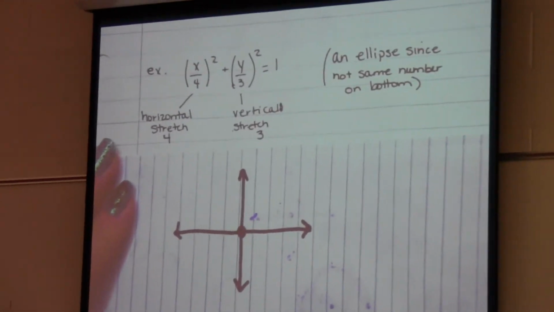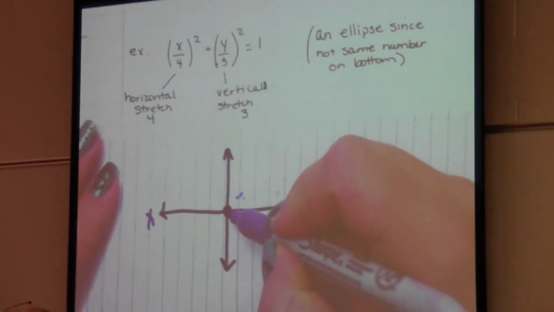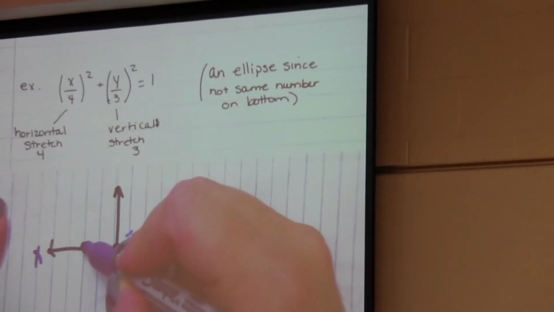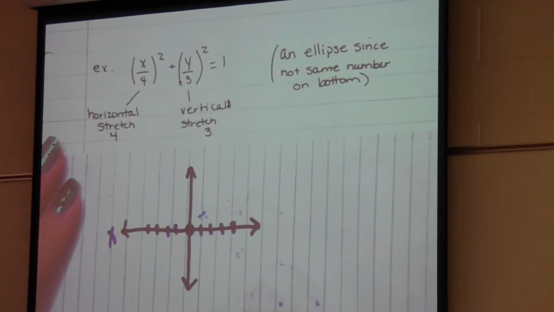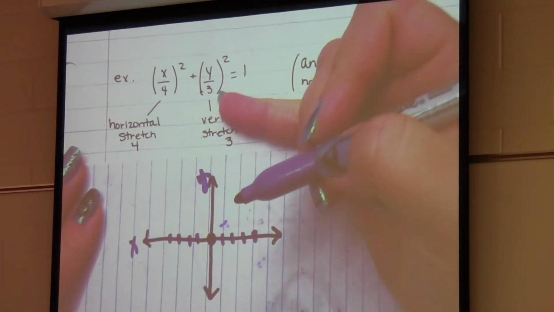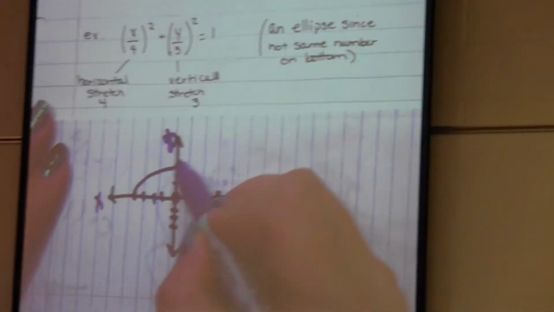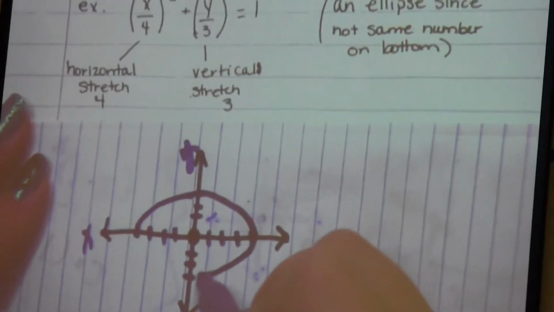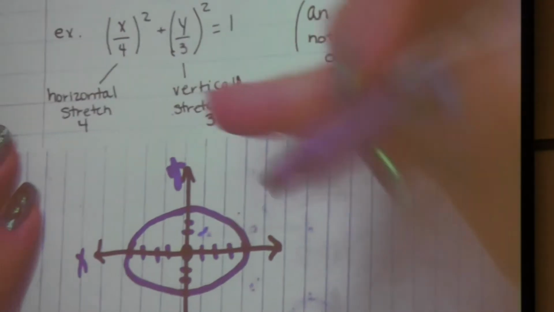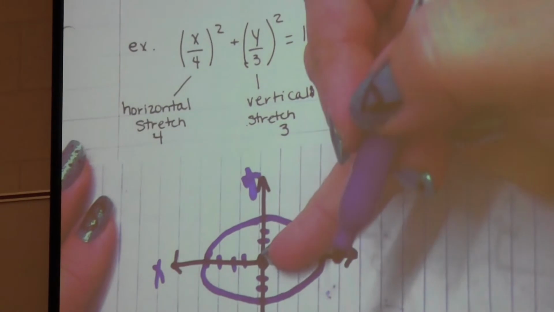And now the number under my x is going to tell me how far I go in the x direction. So on my x-axis, from my center point, I'm going to go 4 in each direction. Okay? And on my y-axis, I'm going to go 3 in each direction, because the number under my y is 3. And if I connect my endpoints in a nice little curve, then we end up with an ellipse, which has a horizontal stretch of 4 and a vertical stretch of 3, and is centered at the origin, or 0, 0.